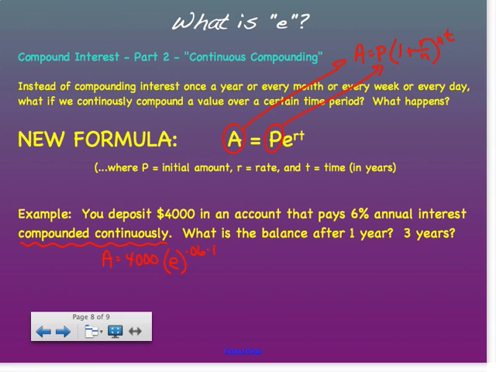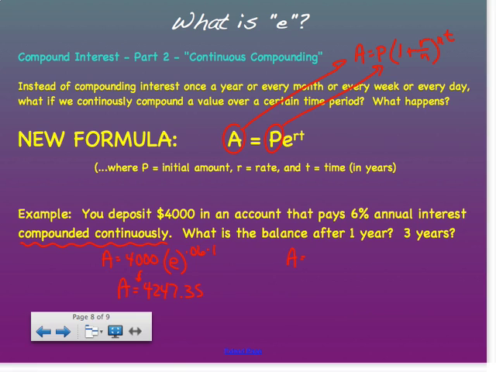So when you look at this, I can go ahead and go 4,000 E raised to the 0.06 times 1, which is really 0.06. And I think I get $4,247.35. Okay, well, what if I do it for 3 years? So I got 1 year taken care of. What if I do it for 3 years?